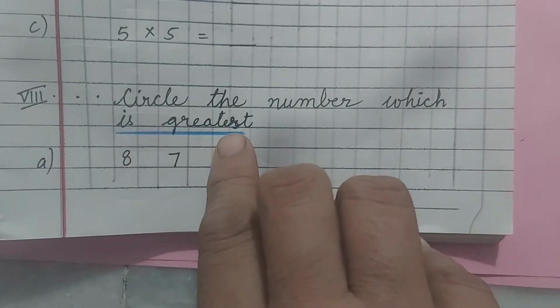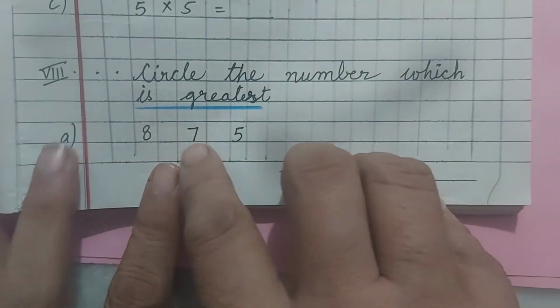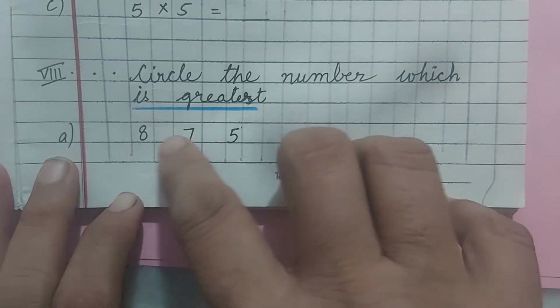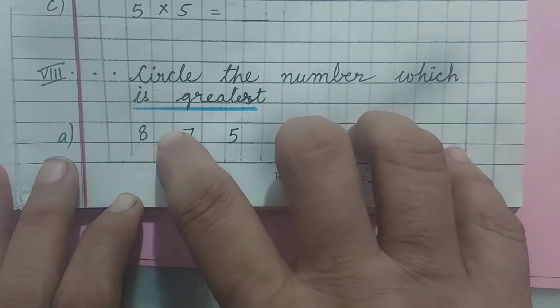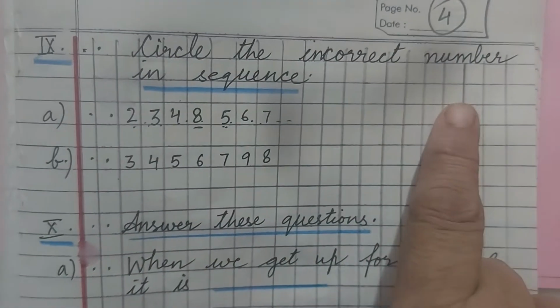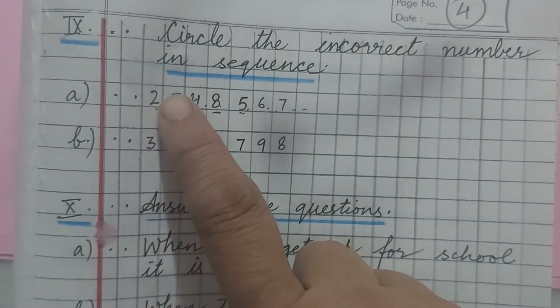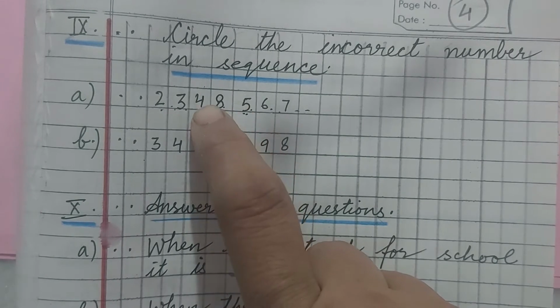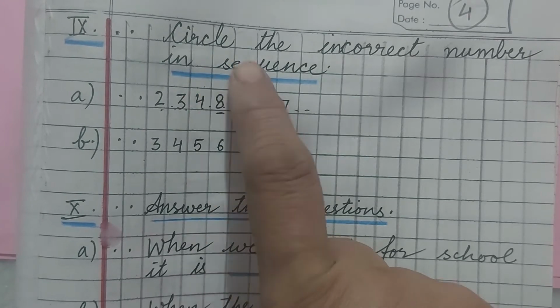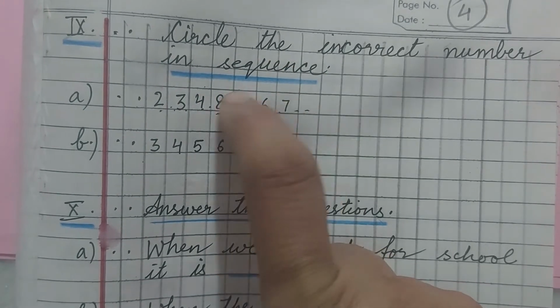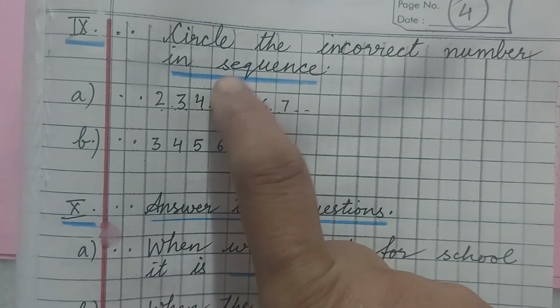Circle the number which is greatest. Means biggest number. 8, 7, 5. Which is the biggest number here? 8. So you will circle 8. Okay. Next is circle the incorrect number. Here 2, 3, 4, 5 comes, now after 4, but here 8 is written. So 8 is the incorrect number. 4, 5, 6, 7. So 8 is coming which is incorrect.